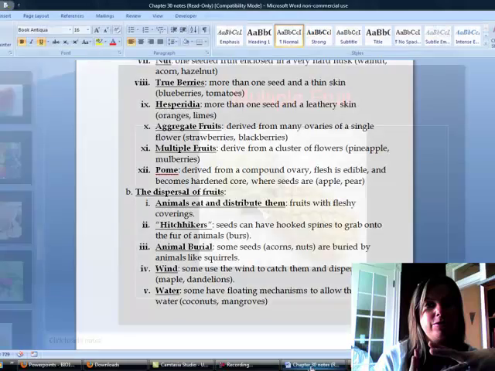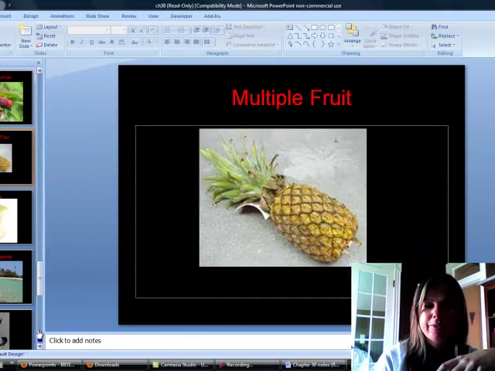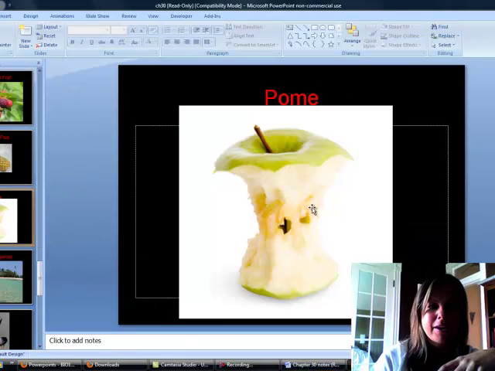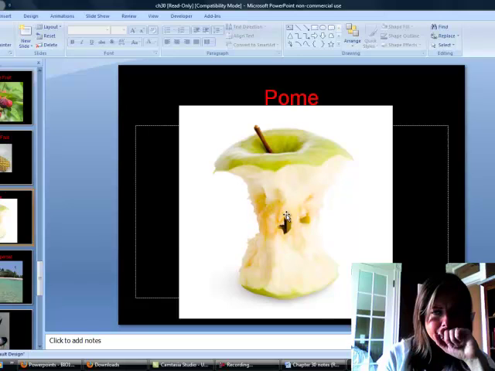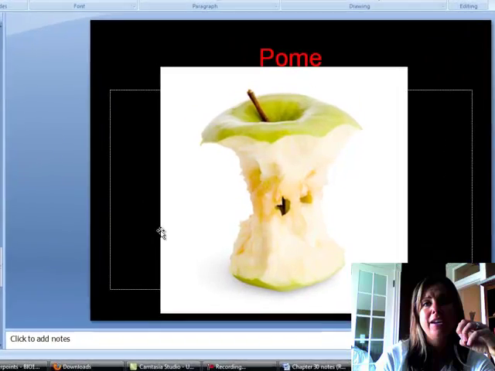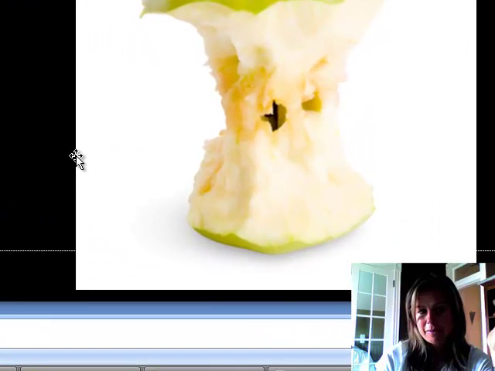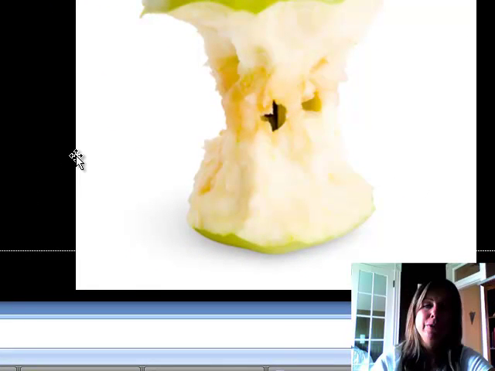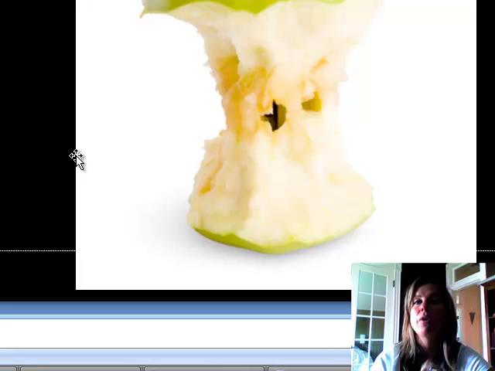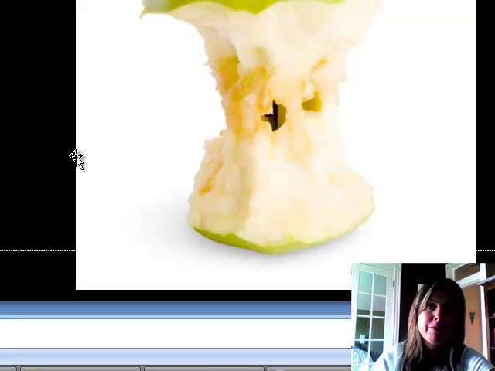And then the last one is going to be called a pome, and that's going to be like apples and pears. And that's where you're going to have a hard outer core with the seed inside. So apples and pears are going to be a great example of that. So those are the different types of fruits, and they all have their reasons for growing the way they do. It could just be due to the type of flower they come from, or it could be due to the type of dispersal that they want to have.